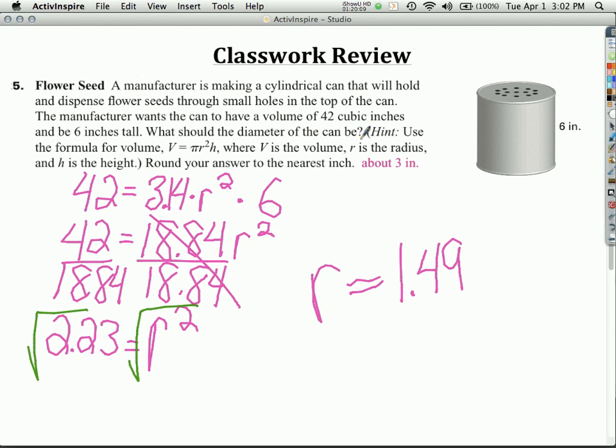What should the diameter be? So what do I have to do with 1.49 to get the diameter? Kayla? Multiply it times 2, and you get very close to 3. Okay? Yes, technically you get plus or minus 1.49, but there's no such thing as negative distance. Okay?